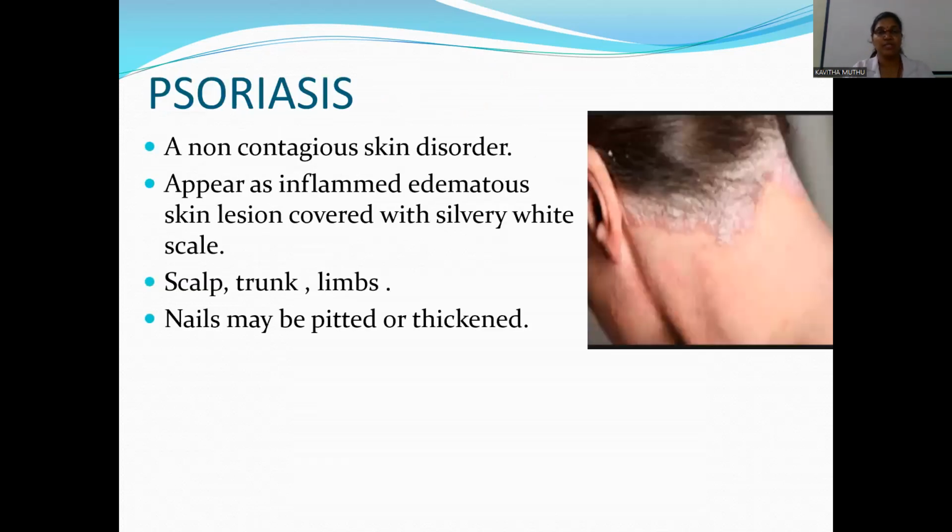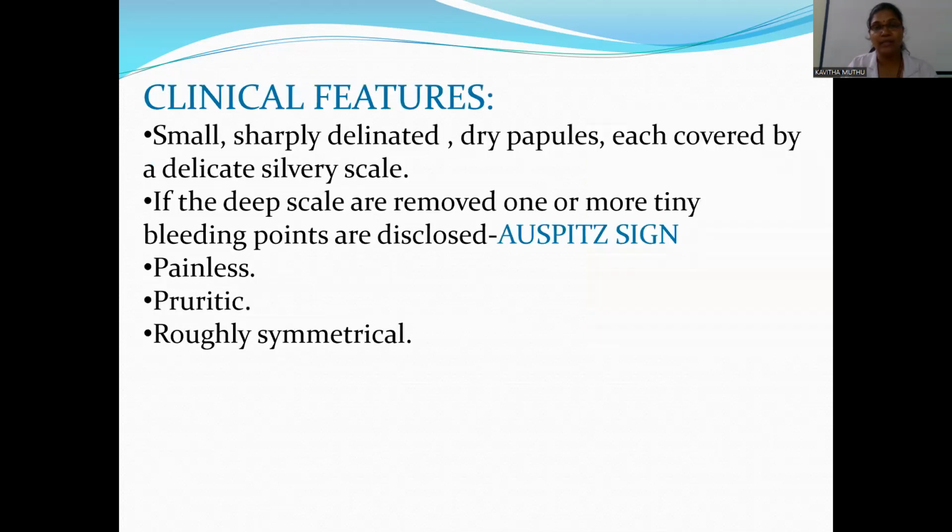Now we are moving to another interesting disease, psoriasis. As you all know, it is a non-contagious skin disorder. It appears as inflamed, edematous skin lesions covered with a silvery white scale. The most common areas of presentation are the scalp, trunk, and limbs. The nails may be pitted or thickened.